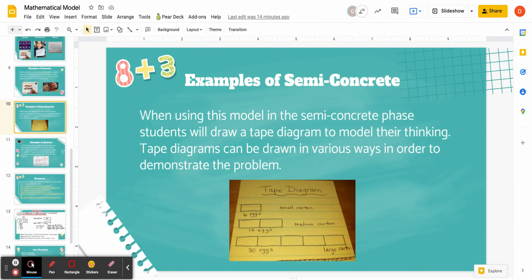In the semi-concrete phase, this is where tape diagrams really take off. Students will use a tape diagram in which they will draw to model their thinking. Tape diagrams can be used and drawn in various ways to demonstrate the problem, depending on the need. If it's a two-step, if it's a compare, if it's different strategies, however the student may deem necessary in order to solve the problem, they can draw the tape diagram to represent it.